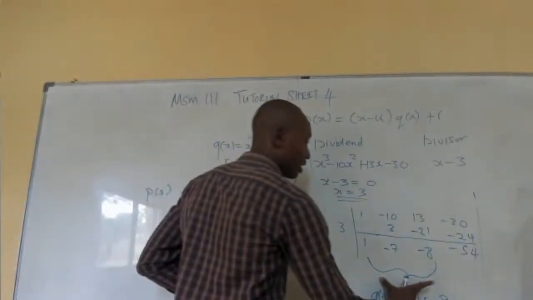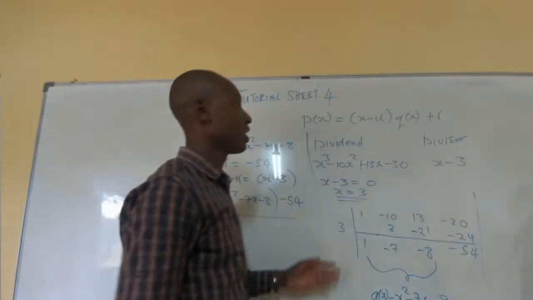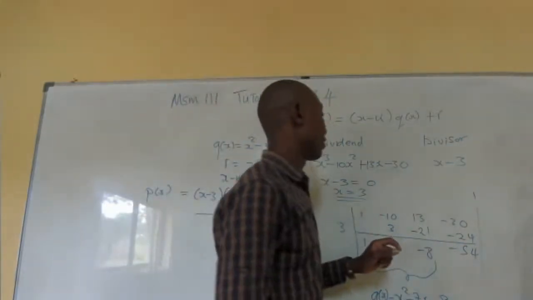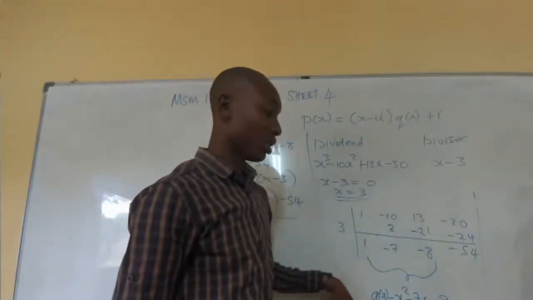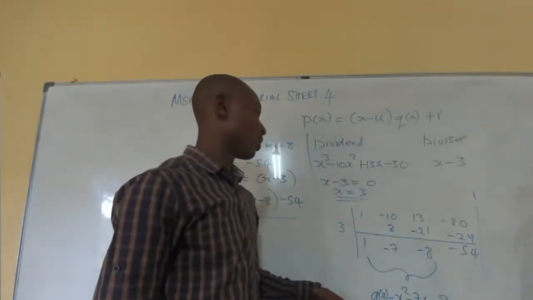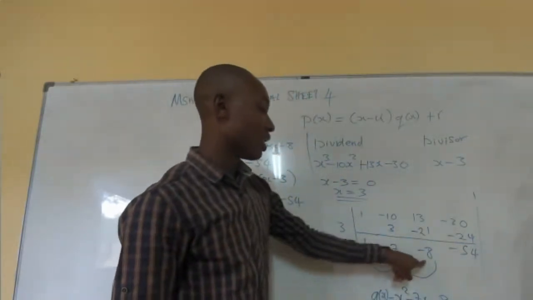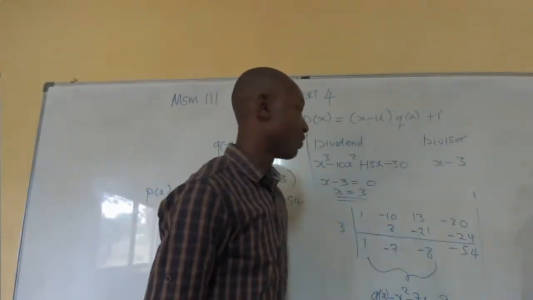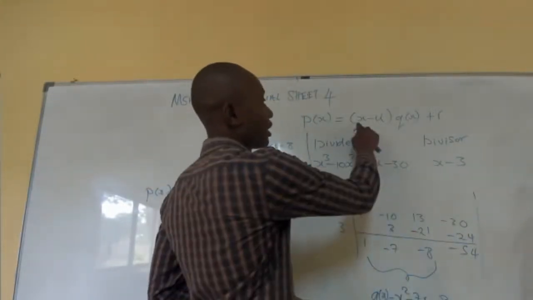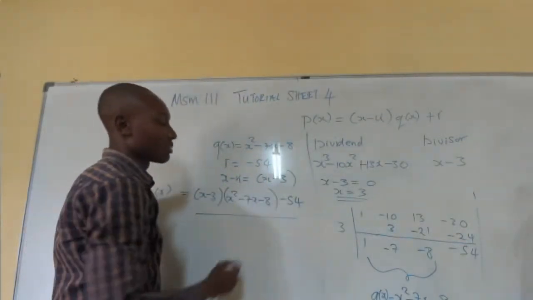So we say these particular three values here, these are the coefficients of the quadratic equation that we have. Okay, so in this case, since this was a cubic function, it reduces to a quadratic function. So this quadratic function which you have here, this is the qx which we are calling the quotient. The remainder is this one, negative 54. Then we had the x minus k which was given in the question. So x minus k is x minus 3.